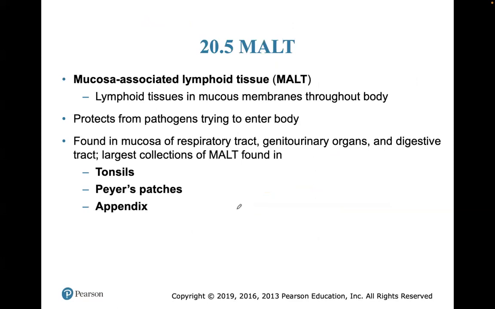Next comes malt. What is malt? It is mucosa associated lymphoid tissue. Okay, malt. This simply means the lymphoid tissues in mucous membranes throughout the body. They protect from pathogens that are trying to enter the body, and typically malt is found in tonsils, Peyer's patches, and appendix.